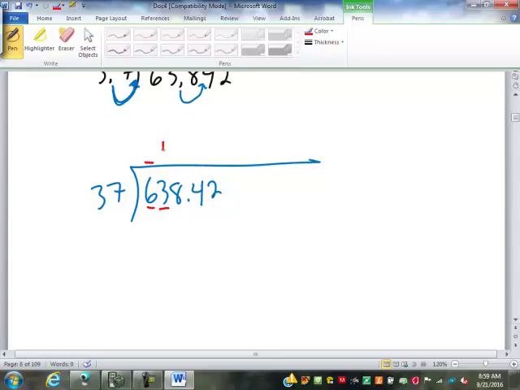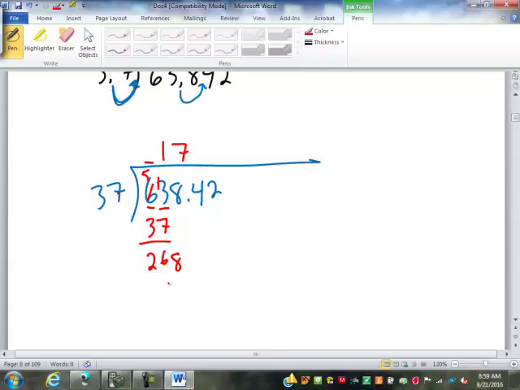Yes, it goes in there once. So subtract 37. So that is 26 left over. Can we bring down the 8? Yes, we can. 37 into 268? How many times? 7 times.